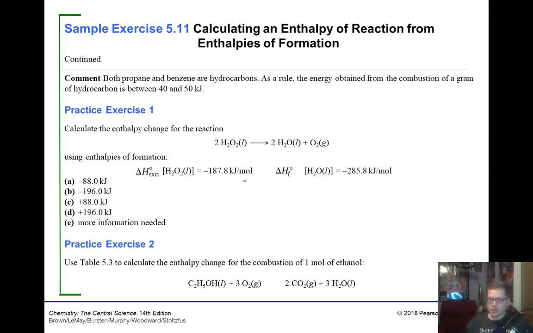Okay, so products minus reactants, so our delta H of our reaction would be equal to, all right, and these are all standards, so we can assume that this is the standard enthalpy change for the reaction as well.